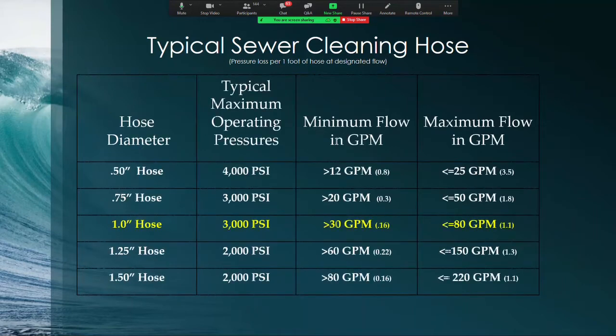When we look at sewer cleaning hose, again, there are different configurations. Here I have a chart that looks at hoses from 1/2 inch to 1.5 inches in diameter. It talks about the typical maximum operating pressures.